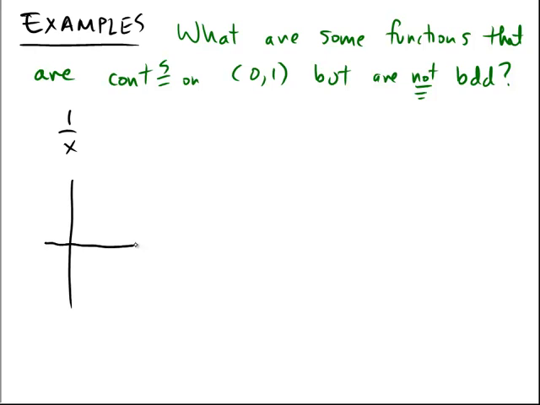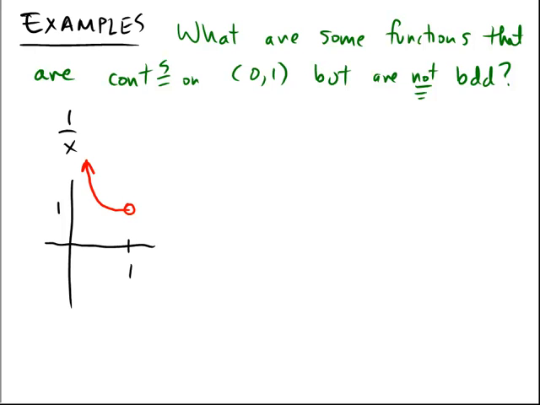Notice that on the open interval from 0 to 1, the 1 over x graph has a value of 1 at x equals 1, and on this end it would fly off towards infinity, of course, because as you get closer and closer to 0 on the x-axis, the reciprocal gets very, very large. So this function is continuous on the open interval 0 to 1, but it is not bounded. It flies off to infinity.